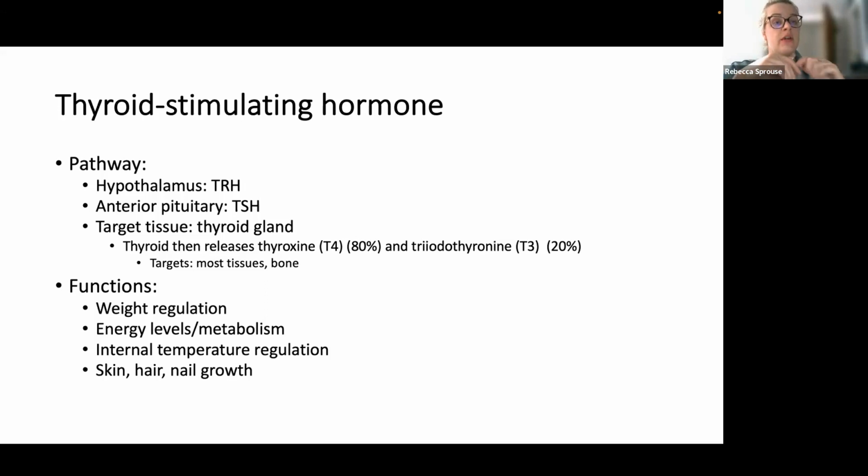Thyroxine and triiodothyronine, T4 and T3, target most bones and tissues. And they function in a lot of metabolism functions. So weight regulation, energy levels, skin temperature, skin, hair, nail growth. You probably all know somebody who has had thyroid problems and know that some of these things are compromised in those individuals.